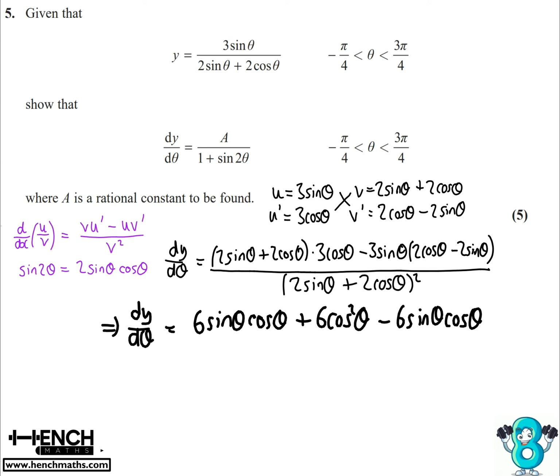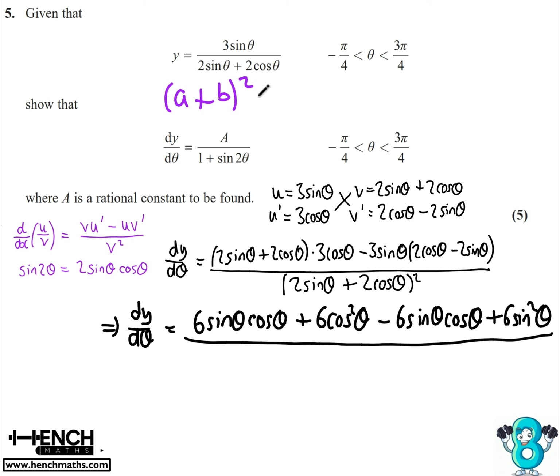Plus 6 sine squared theta. And then your denominator, so we just need to be careful on the bottom here. So we've got this bracket squared. Remember that if you had (a plus b) squared, that's a plus b multiplied by a plus b. So you've got to be careful multiplying out. So you get a squared plus ab, so plus 2ab plus b squared. That's the idea we need to apply here.